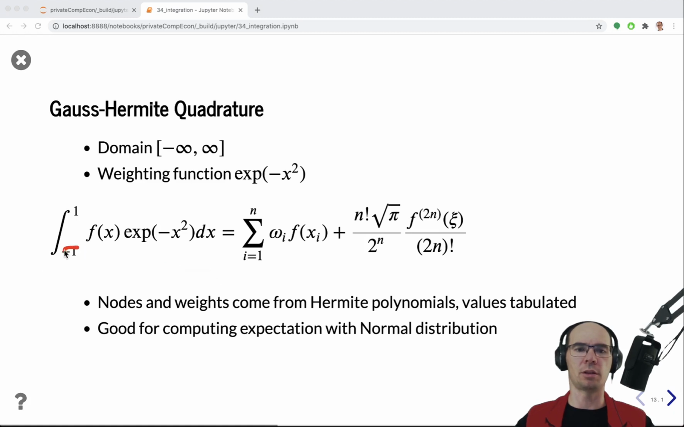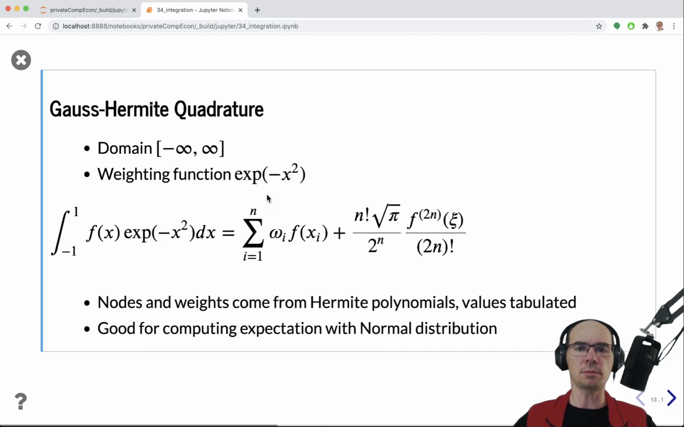Oh, by the way, the limits of integration here must be from minus infinity to plus infinity. Let's correct that.